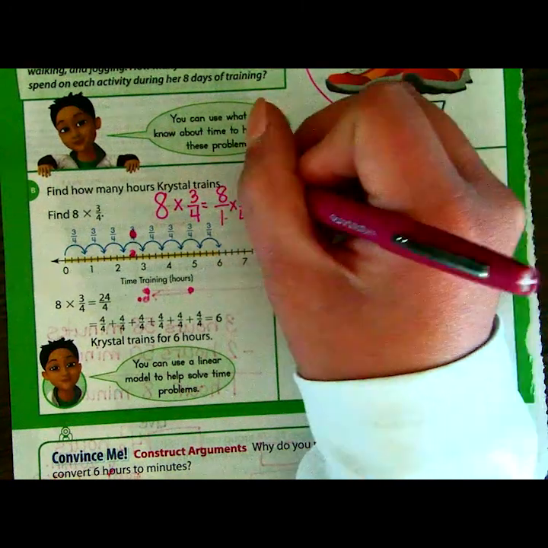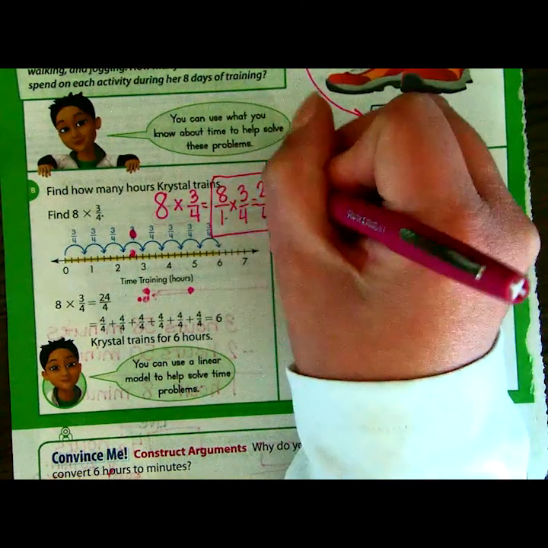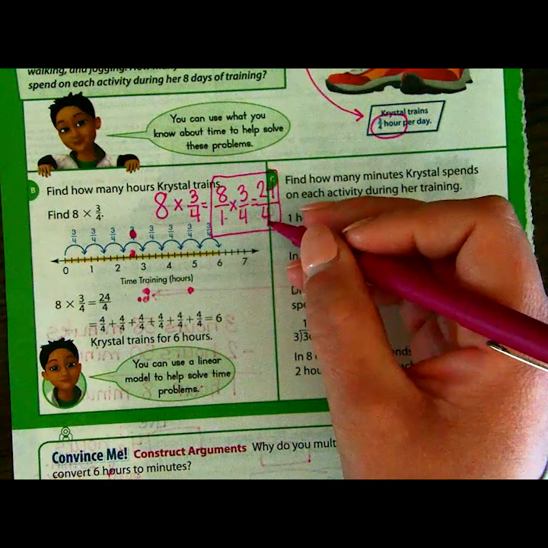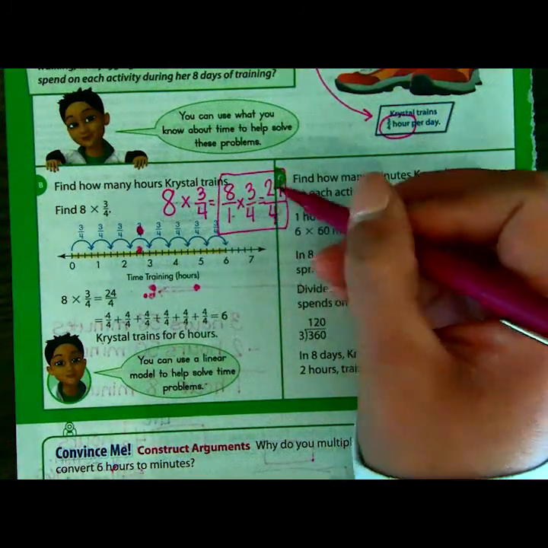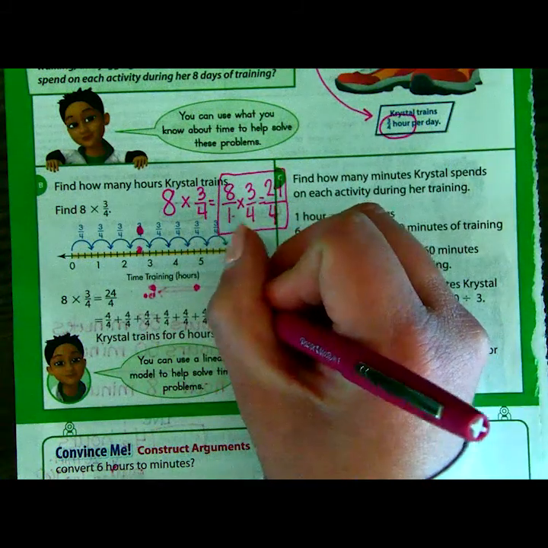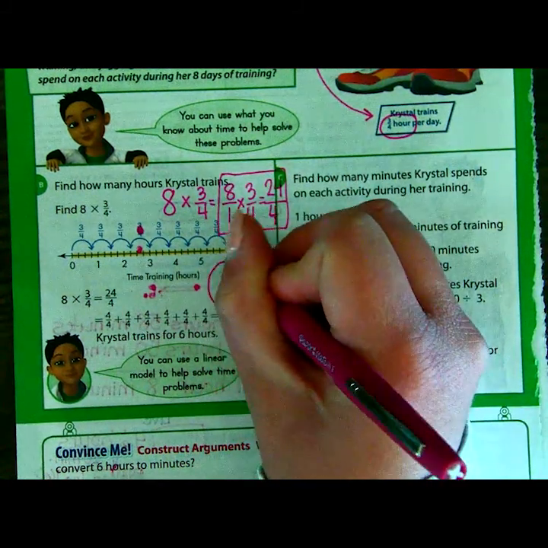24/4. Well, what do I do with that? Well, I'm going to go ahead and divide. How many times will 4 go into 24 without going over? That would be a total of 6. So Crystal trains for 6 hours.